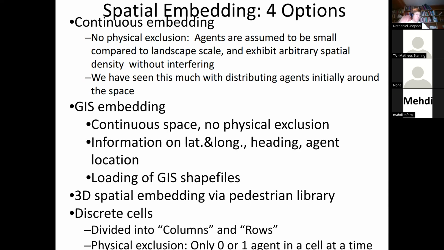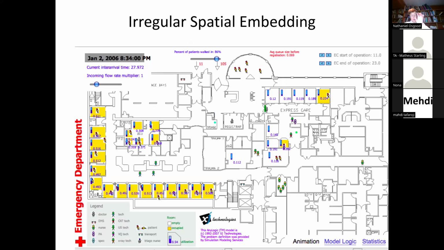Okay, so we'll learn in coming days there are basically 4 types of embedding. Continuous, kind of in this abstract space. GIS, where they're in a geographic space. 3D, which we're not going to get into, but you can capture with a pedestrian library. You might have buildings or what have you. And discrete cells. You break it up into little cells in which they might be arranged.